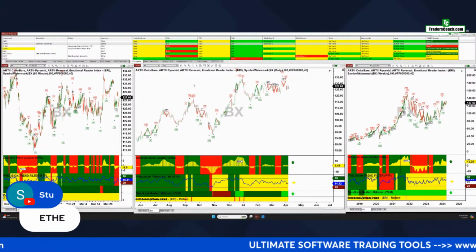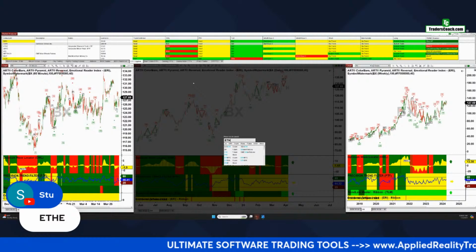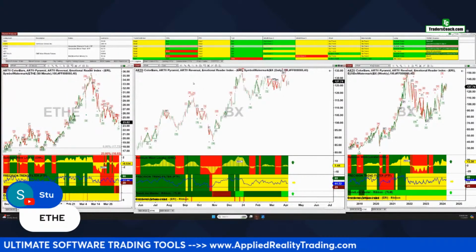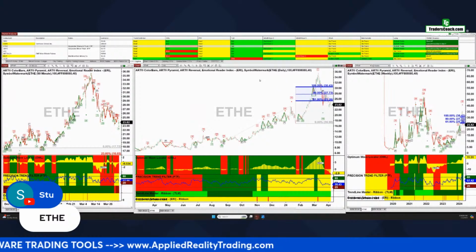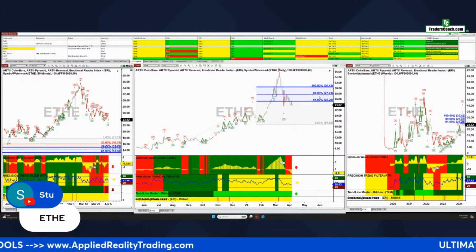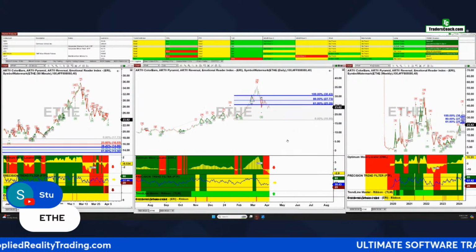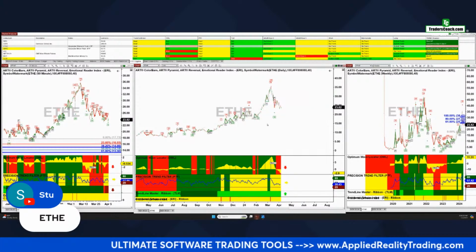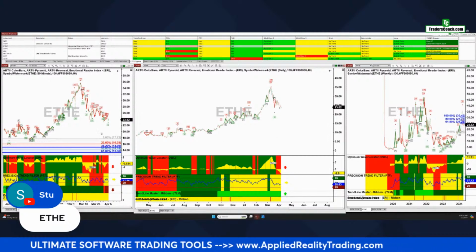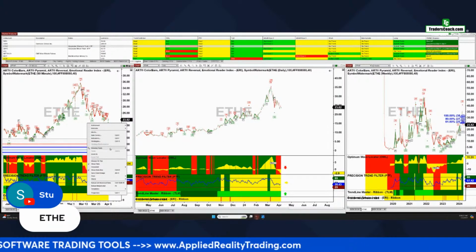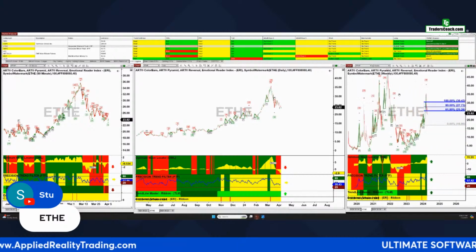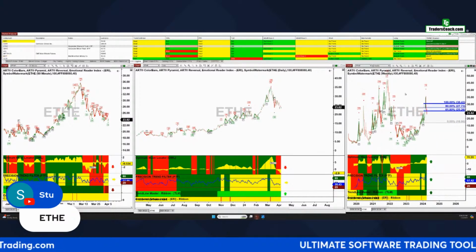All right, Stuart, ETHE. Let's take a look. Ether futures. Let's see what we got here. All right, so we looked at this one before. We had a top in here for a 5. And again, very similar. Now we got a 3, right? So let's redraw these. I guess it's been a while since we've looked at this one anyway.